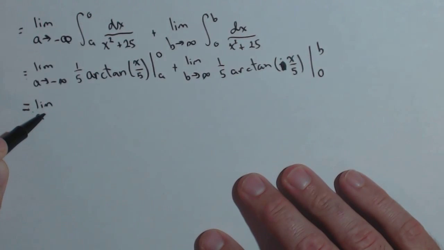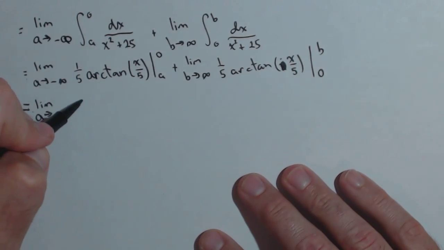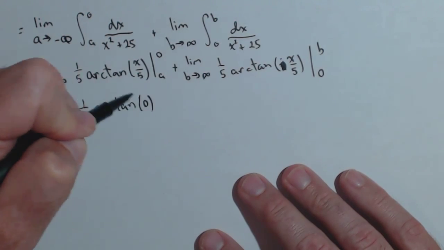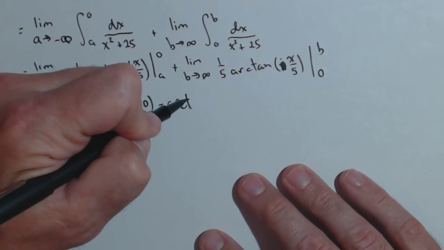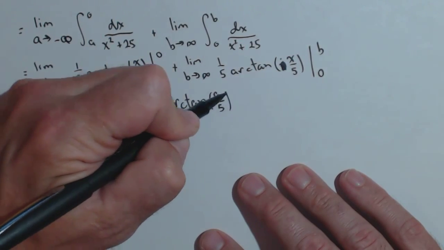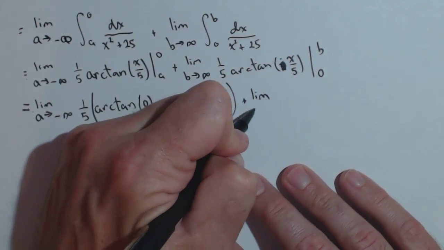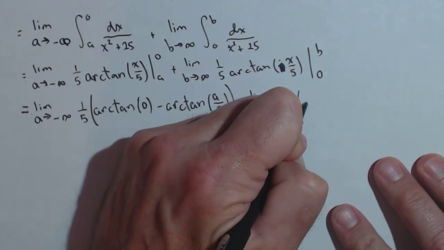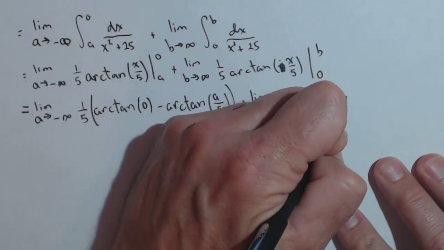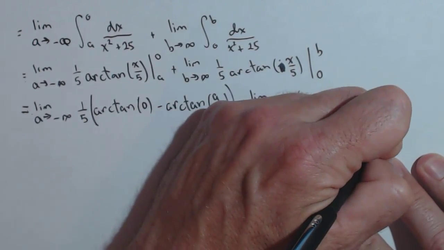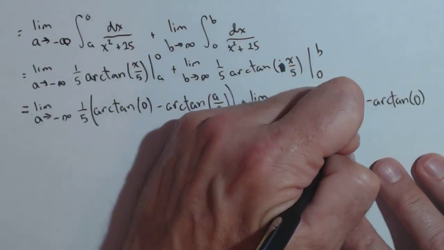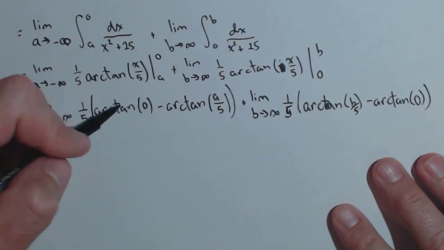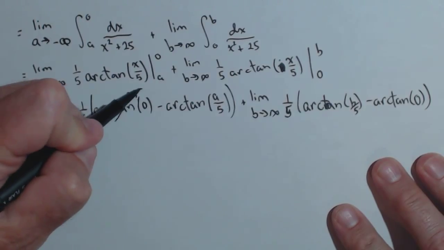So we have the limit as a goes to negative infinity, 1/5 arctan of 0 over 5, so it's going to be arctan of 0 minus arctan of a over 5 for this first one, plus the limit as b goes to infinity of 1/5 arctan of b over 5 minus arctan of 0. Now, one of the nice things, arctan of 0 is exactly that, it's 0.